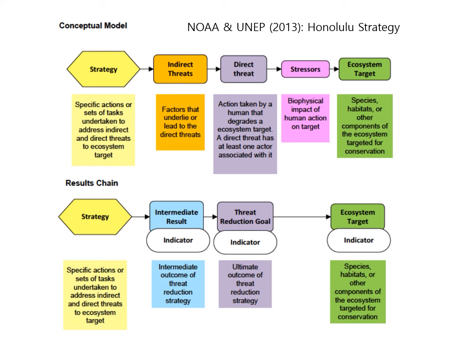Result chain can be used in examining the viability of the strategy by depicting the expected result from implementing the strategies, and we can understand how the policy can contribute to protection of ecosystem targets.